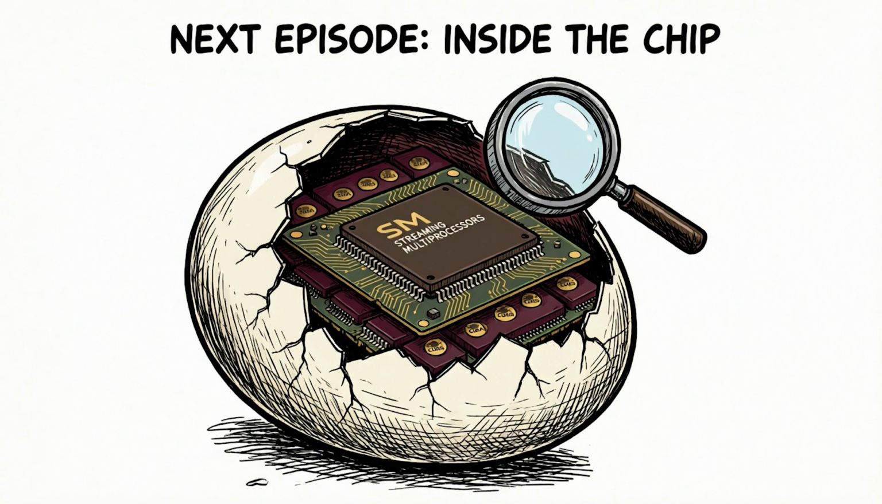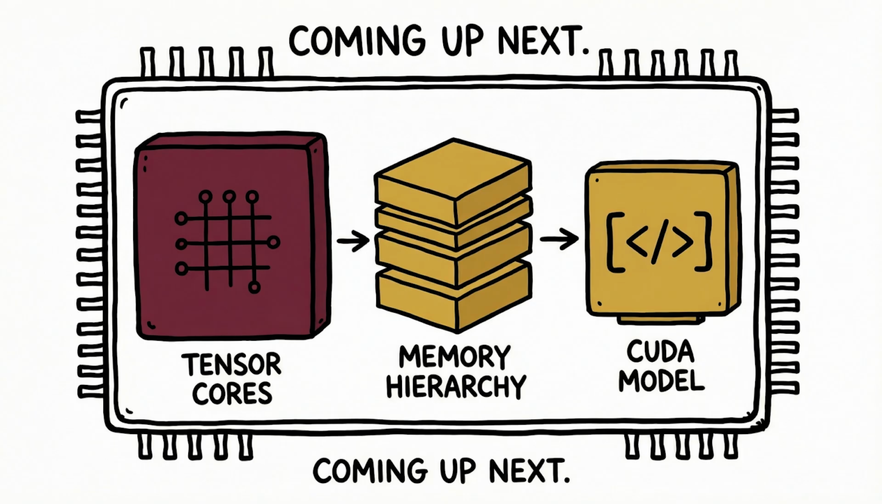But we have only looked at the GPU from the outside. In the next video, we will open it up and explore what actually happens inside the chip. We will dive into streaming multiprocessors, CUDA cores, tensor cores, the GPU memory architecture, and the CUDA programming model to understand how billions of matrix operations are executed every second.